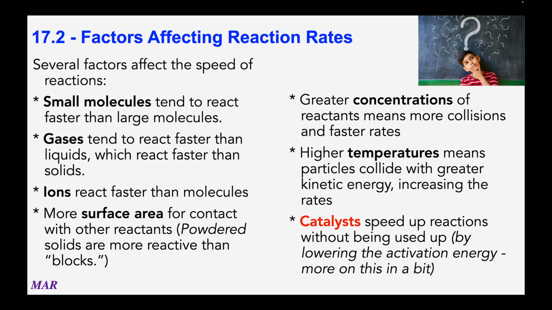Ions generally react faster with molecules. If you have more surface area, you can have a better chance and a faster reaction than if it's a concentrated source. I'll show you a cool video of this here in a little bit. If you have higher concentrations of reactants, that means you'll have more collisions and faster reaction rates that way too. Generally speaking, higher temperatures will make particles collide faster. It also gives them greater kinetic energy, so that makes the reaction faster.